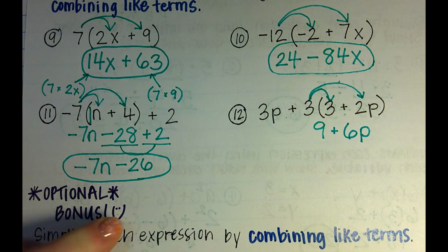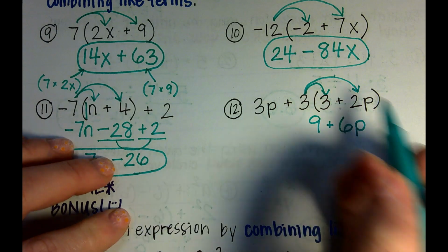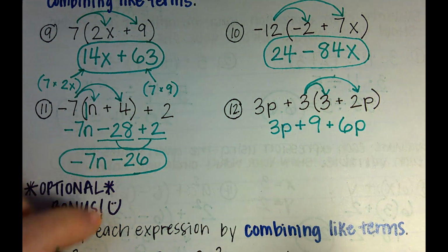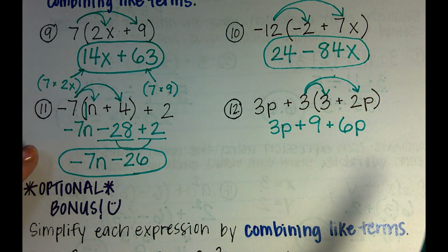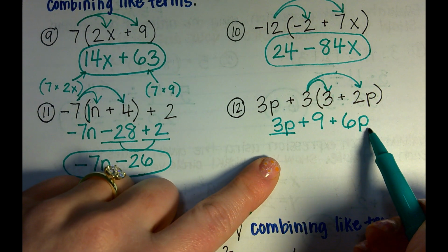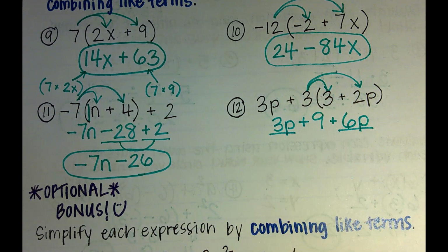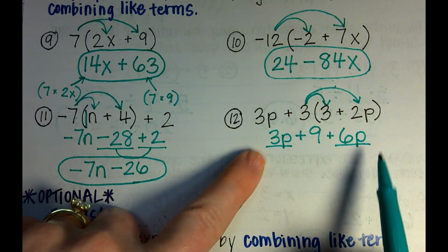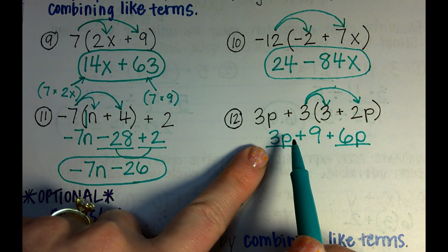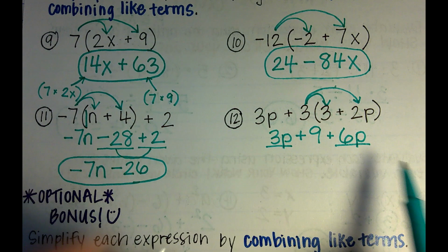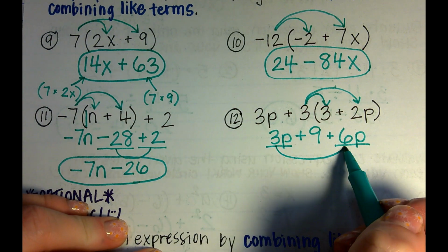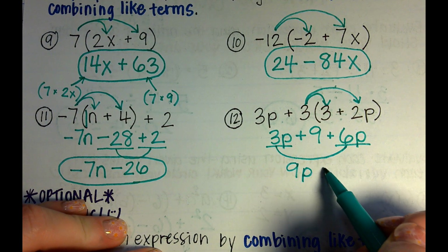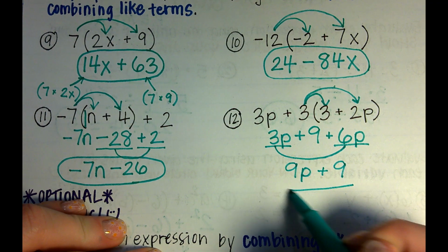And then what do I do? Yes, we need to bring down our 3p. So 3p plus 9 plus 6p. Yes. So now we have to find our like terms. I have two terms with the letter p attached. I have 3p. I have 6p. Yes, 3p plus 6p is 9p, plus 9. That's our answer.